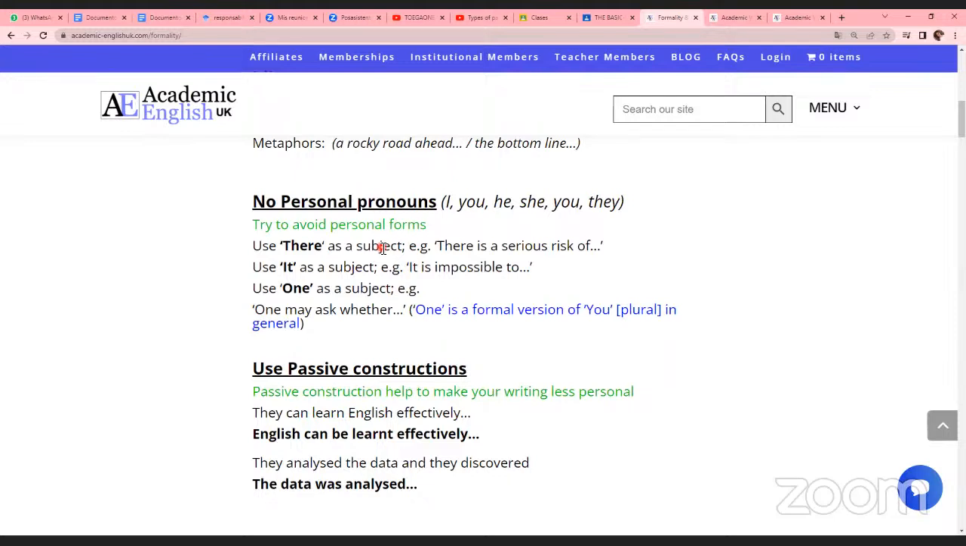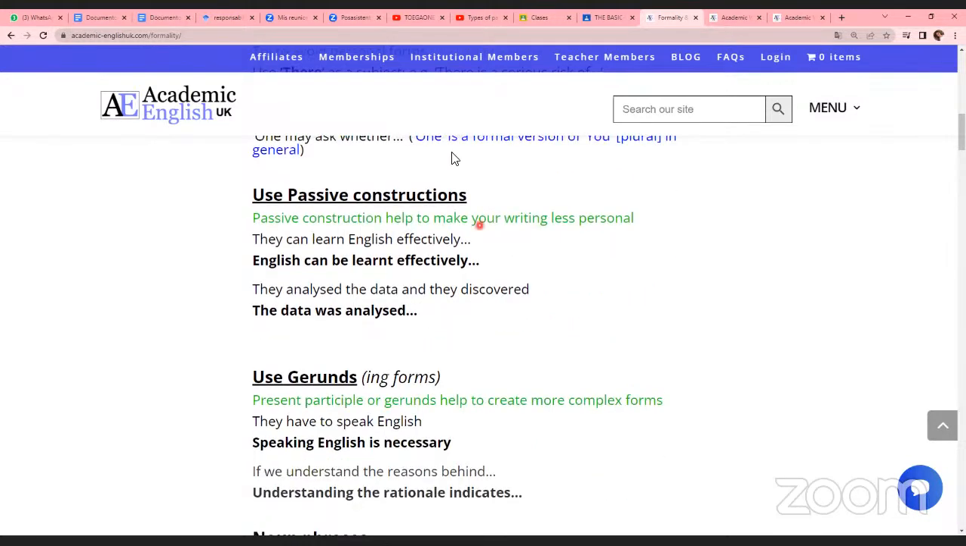And then we can also use it as a subject, for example, it is impossible to. And we can also use one as a subject: one may ask whether. So instead of saying you, we're going to use one. It's a formal version of you. It's not exactly a subject, but it works as one, because the purpose is that we have to avoid personal pronouns. Okay, give me a second.